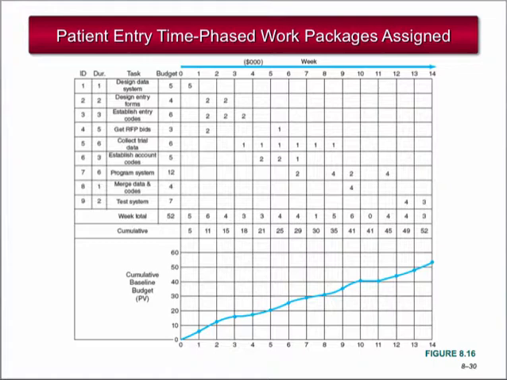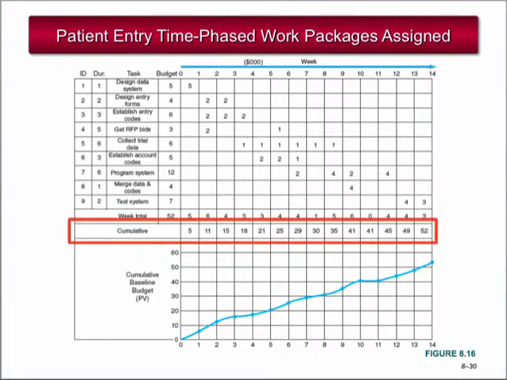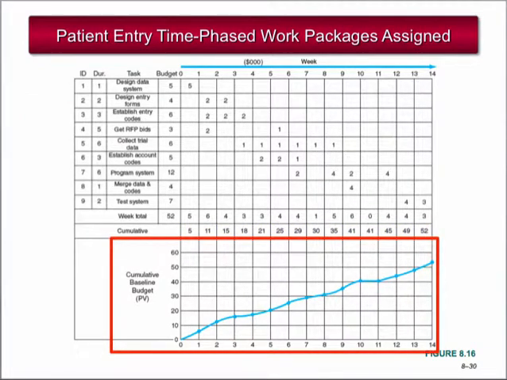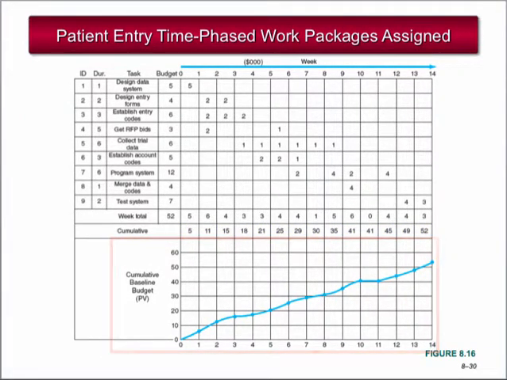The top part of this image is a resource profile showing the number of resources available over the 14 work periods. You can see how the time-phased work package costs were placed into the network and how the cumulative project budget graph for the project is developed. Over time, as the project is worked, the planned value accumulates as each phase is completed. The bottom portion with the graph illustrates this accumulation.